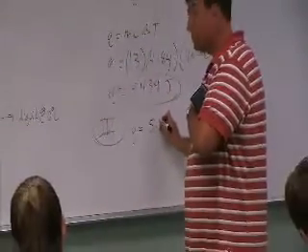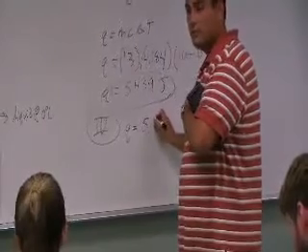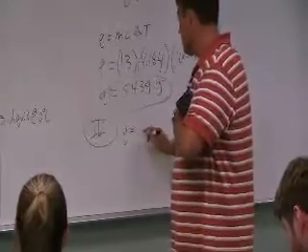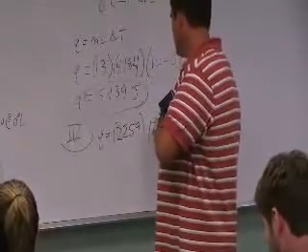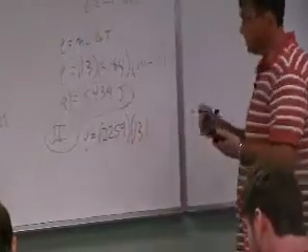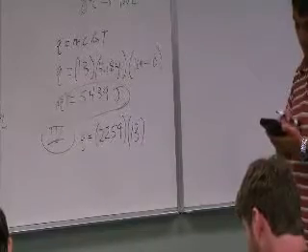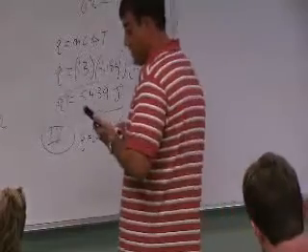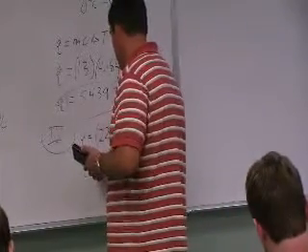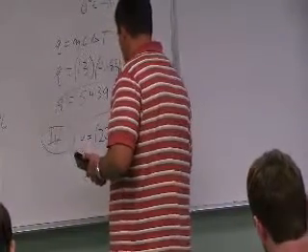So what is the heat of vaporization? 2259 times the mass, which is 13. So 2259 times 13 is 29,367 joules.